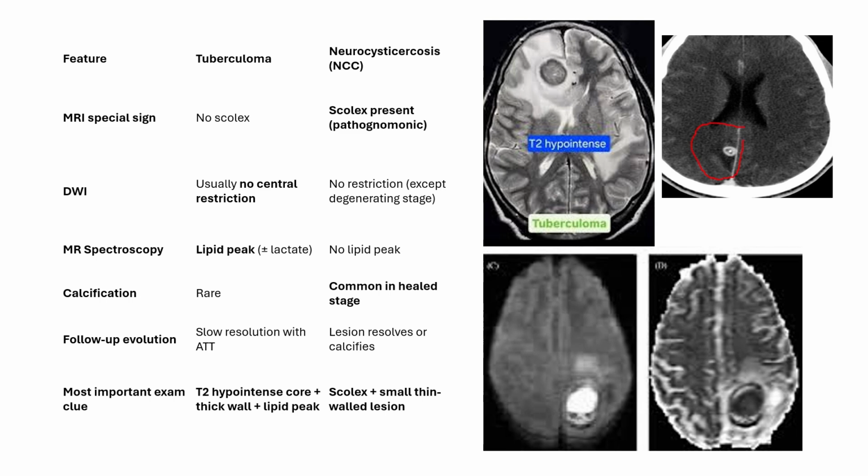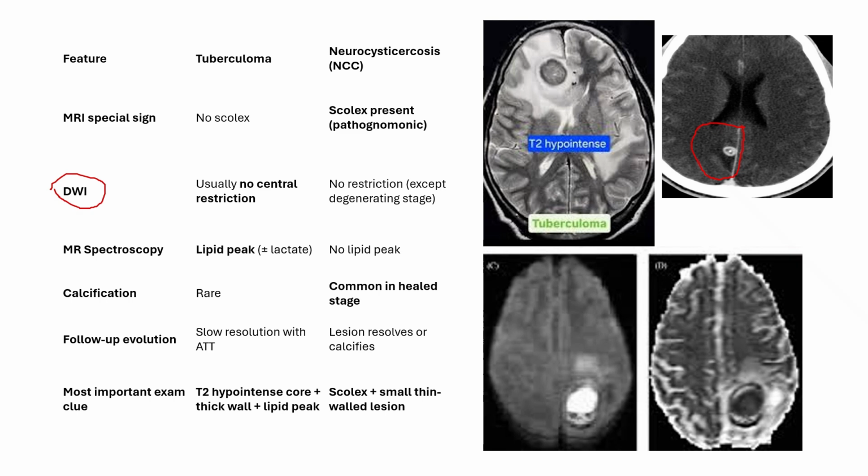As we can see in this image, there is a centrically placed scolex which appears as a hyperdense dot, and it is not visualized in tuberculoma, whereas in DWI there is no diffusion restriction in both tuberculoma and NCC. But if tuberculoma develops abscess formation, then this could show the diffusion restriction in the central core.